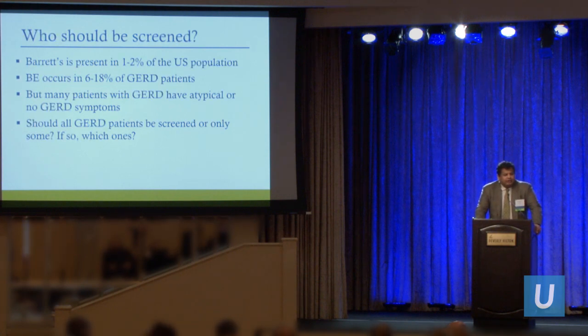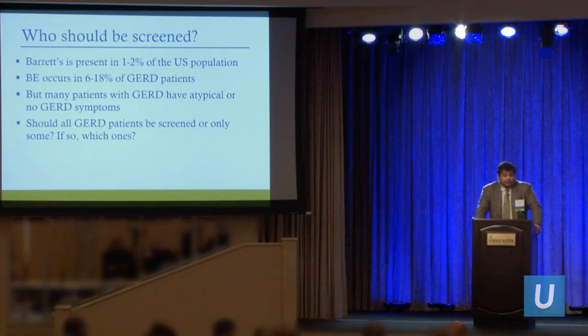Well, Barrett's, we know, is present in probably between 1% and 2% of the U.S. population, which means you're probably talking 3 to 6 million people. It occurs in 6 to 18% of patients with GERD symptoms, but many patients with GERD have atypical or no symptoms. And so should all GERD patients be screened, or only some, and if so, which GERD patients should be screened?